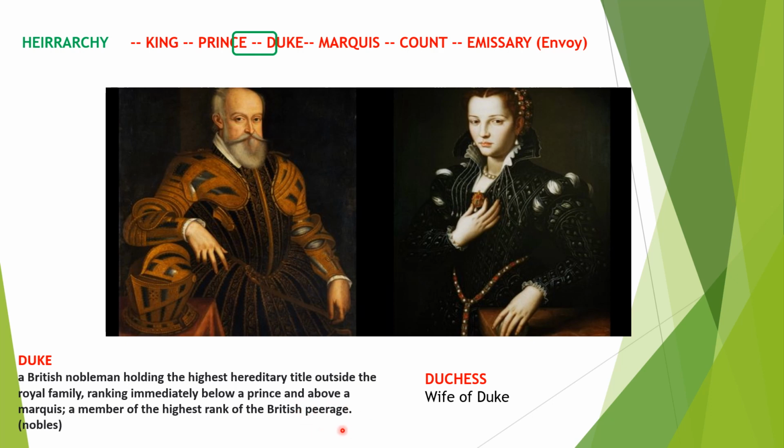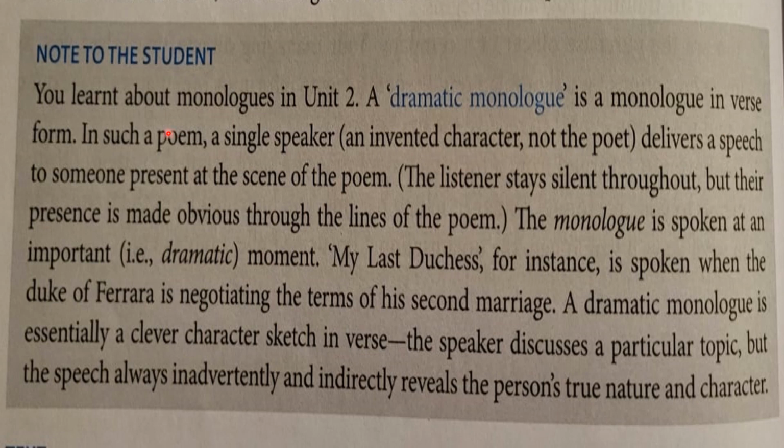Peerage means the hereditary, or the hierarchy. Peerage means the noble persons, they are aristocrats. After marquess comes count, then the emissary. Emissary is the envoy or the representative of the count. So this is the order, students, you have to remember. And the wife of a duke is known as a duchess. That's what we are going to learn now. So he is the Duke and he belongs to a city called Ferrara, that's why he is called the Duke of Ferrara. Now there is a note to the students, they want you to understand something.